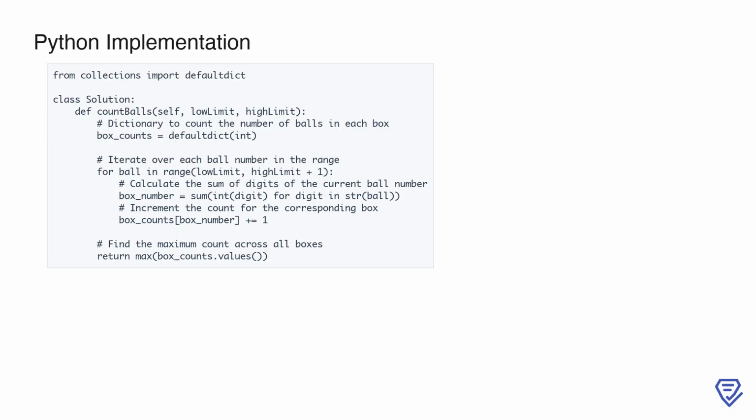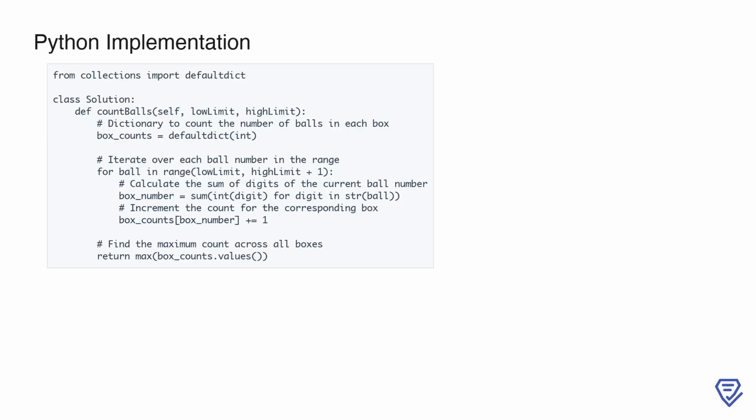For each ball, we calculate its box number by summing the digits of the number. To do this efficiently, we convert the ball number to a string, split it into individual digits, and use a generator expression to calculate the sum. Once the box number is determined, we increment its count in the dictionary. This operation is O(1) due to the efficient hash table implementation of Python dictionaries.